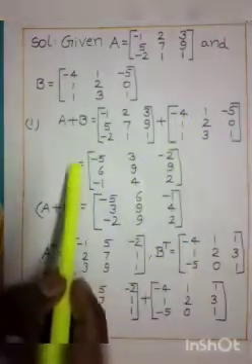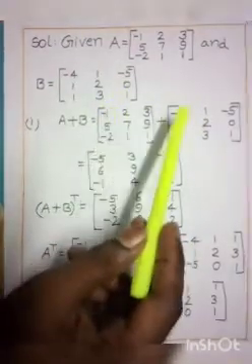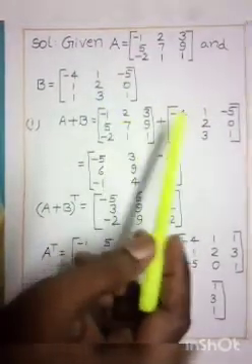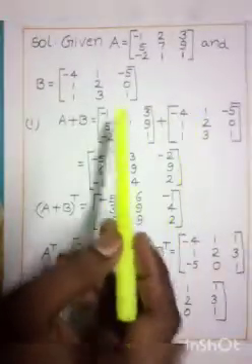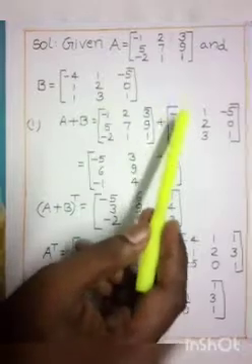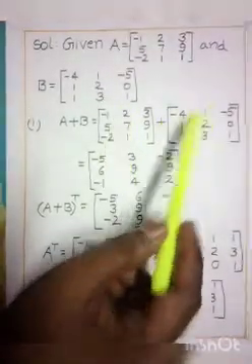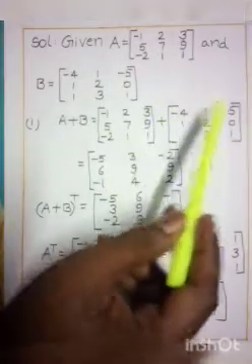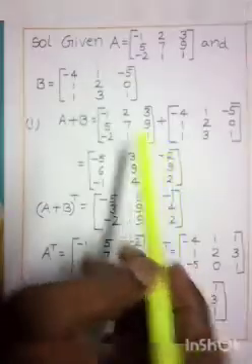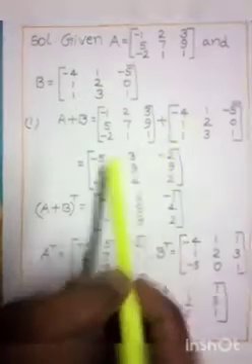Right. Now I am adding the corresponding elements, because we are adding these two matrices, which means we have to add the corresponding elements. So minus 1 plus minus 4 is equal to minus 5. 2 plus 1 is 3. 3 plus minus 5 is minus 2. 5 plus 1 is 6.